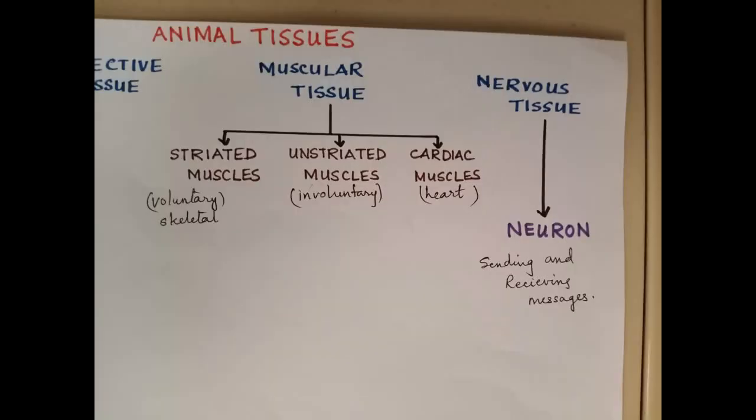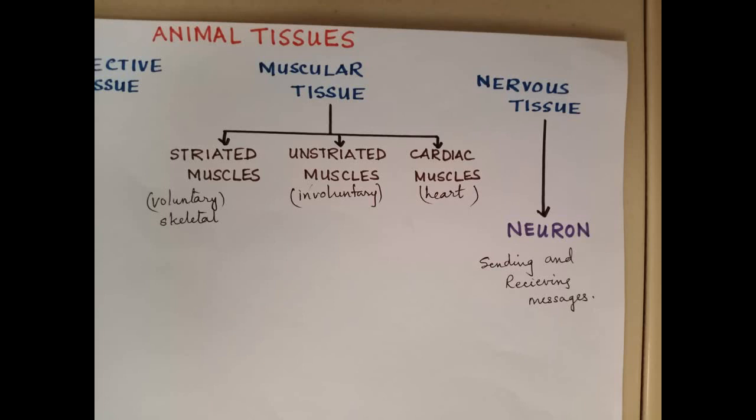Next we come to muscular tissue. Muscular tissue, as the name suggests, is related to the muscles. So what are the different types of muscles? Striated muscles, unstriated muscles and cardiac muscles. Striated muscles are voluntary muscles. Unstriated muscles are involuntary muscles, and cardiac muscles are muscles which are present in the heart, and therefore they are known as the cardiac muscles.